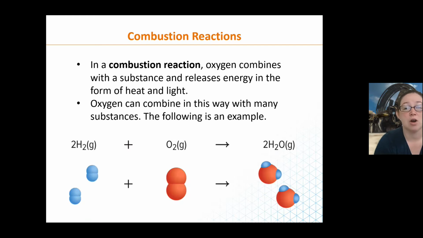Combustion reactions are where oxygen combines with a substance to release energy in the form of heat and light. Oxygen can combine in this way with many substances. So this is an example of hydrogen and oxygen combining in a combustion reaction, releasing heat and light, and it produces water. Okay. Other combustion reactions are things like burning wood. So chemically speaking, that would be the carbon compounds in the wood combusting with the oxygen.